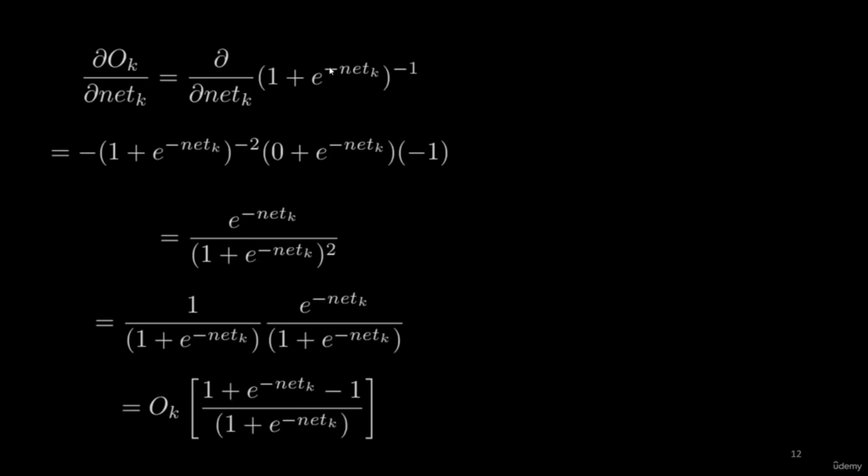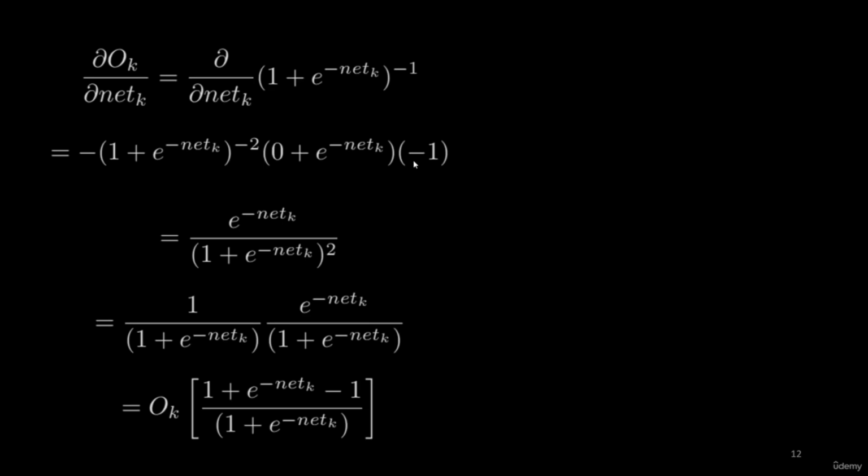Then, according to the chain rule, we have to take the derivative of this bracket. The derivative of 1 is 0, and the derivative of an exponent term is always the same exponent term. Then we take the derivative of the power of the exponent. Since we are differentiating with respect to net_k, the derivative of minus net_k is minus 1. So this step shows the first derivative of 1 plus e raised to the power minus net_k, to the power minus 1.